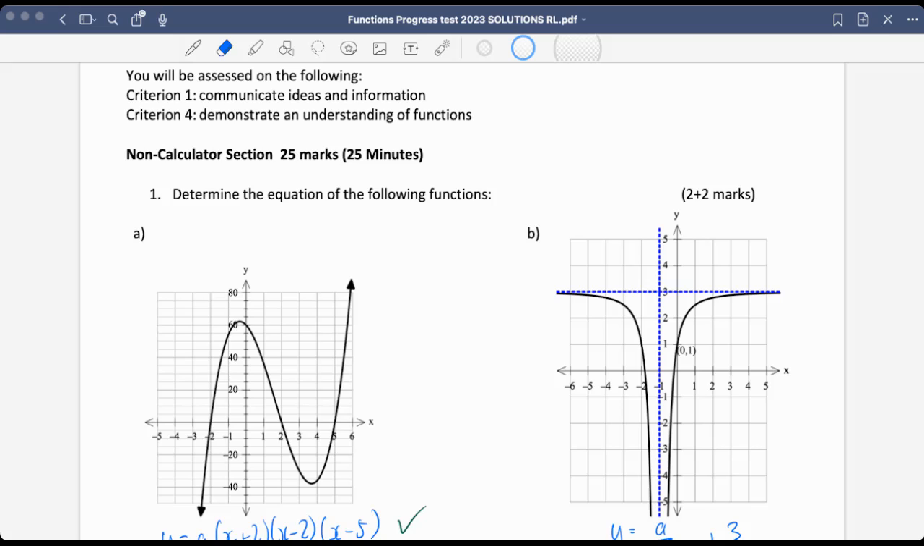Okay, so we are going to go through the progress test, and I am going to go through, darn it, left my notes behind, go through it as best as I can remember about where the issues were in the progress test.